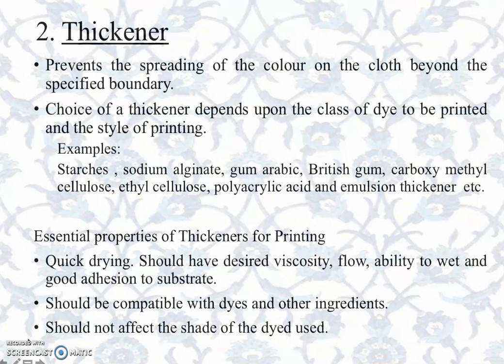Thickener. They may be natural or modified natural or synthetic polymers which make the print paste gel-like. This gel-like consistency prevents the spreading of the color on the cloth beyond the specified boundary. The choice of the thickener is dependent upon the class of the dye to be printed and the style of the printing. Some examples are starch, sodium alginate, gum arabic, British gum, CMC, ethyl cellulose, polyacrylic acid, and emulsion thickener.